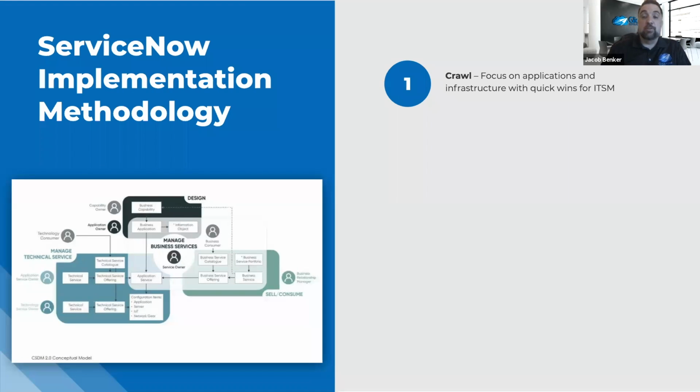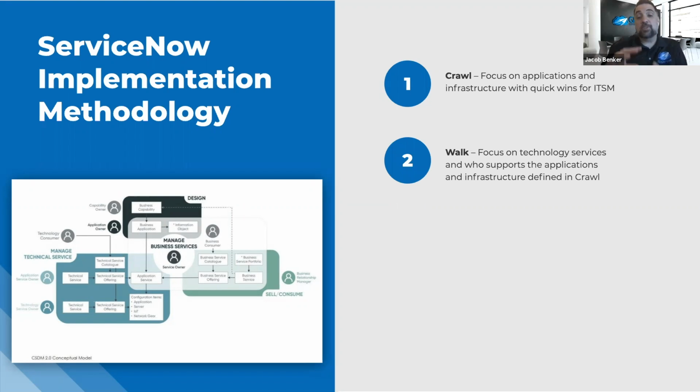I call them the money slides, where you can show your executives or your leadership a dependency map where they can see upstream and downstream how your applications and the CIs within those applications relate to one another and relate to your services. This gets you started down that path. And then the next phase is the walk. And this is where you're not focused on the applications and infrastructure, but you're focused on the support. How do you support the application and infrastructure elements that you've just taken the time to build out?